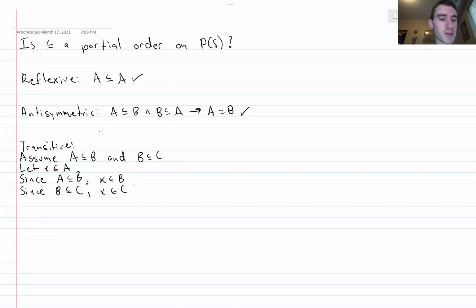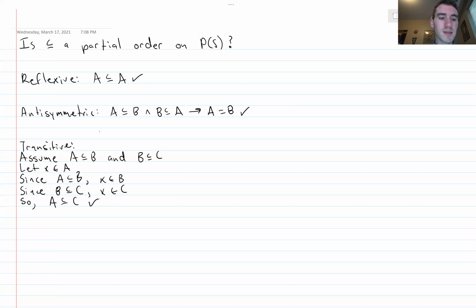Because we just took any arbitrary element of A and showed that it was also an element of C, that means that A is a subset of C. So we started with assuming A is a subset of B and B is a subset of C, and we showed that A had to be a subset of C, or in other words, A relates to C. So that means that this is transitive.